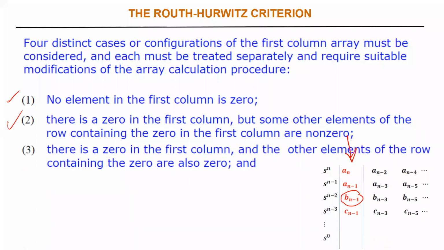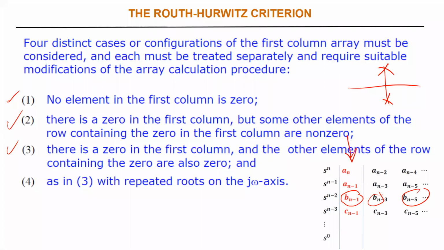The other case is that the entire row is zeros. Let's say any row before the last one, before S to the n. If this is the case, it means that somehow my system has poles on the j omega axis. We will show it and we will deal with it. A fourth. You will deal with all possibilities. Life is not simple.